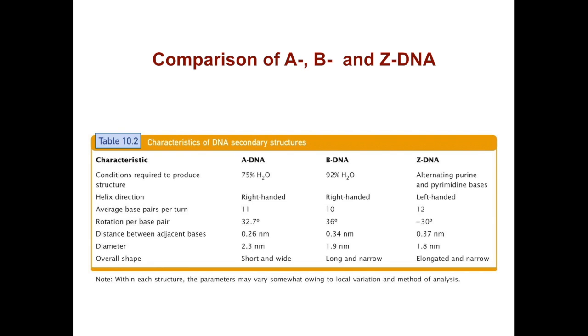Now, Z-DNA, which does occur in nature, has these alternating purine and pyrimidine bases, which are the G's and C's, which I discussed before. The helix direction is left-handed, so it's the opposite type of helix. It has even more base pairs per turn than the other two structures. Rotation is in the opposite orientation. The distance between adjacent bases is larger, but the diameter is smaller. So basically, it is an elongated and narrow structure of DNA.